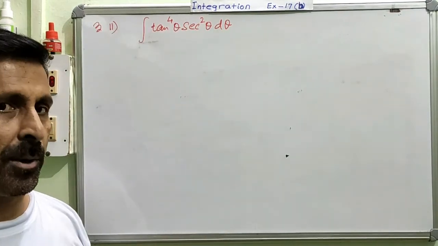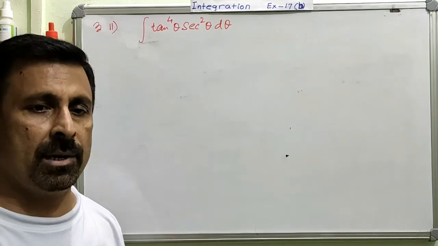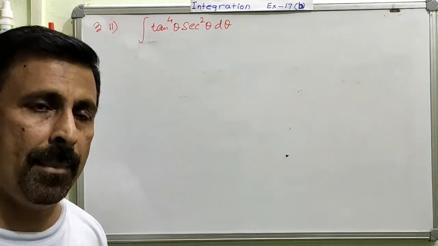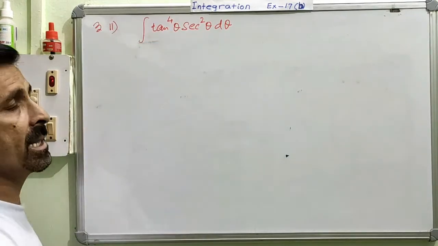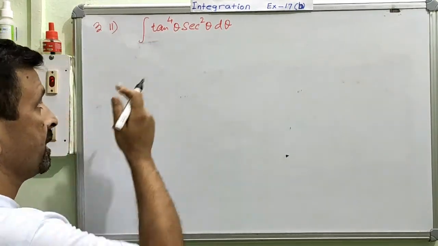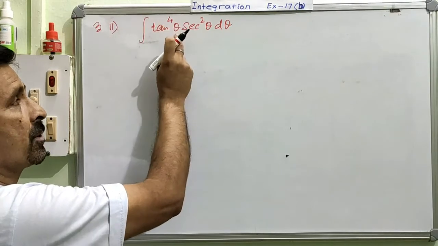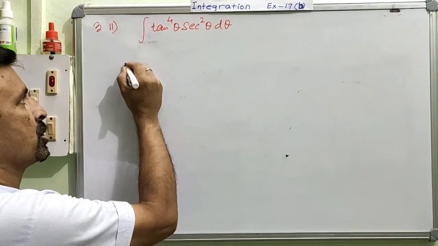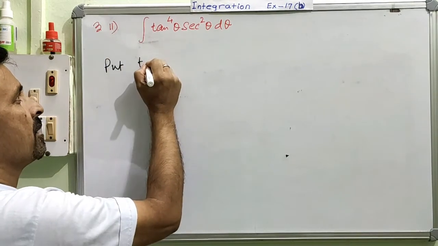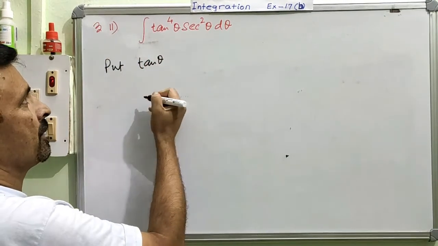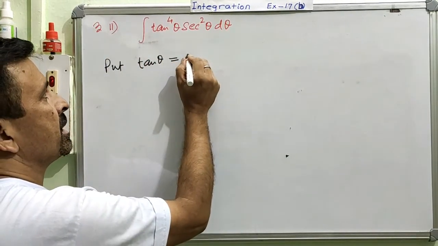Product form. What I told you is we will do it by the substitution method. For the substitution method, we take the higher degree. The higher degree is tan to the power 4 theta, so this will be assumed. For this we can write: put tan theta equal to t.